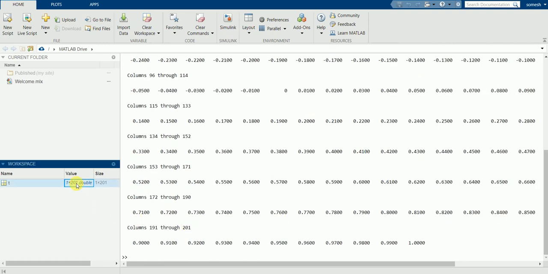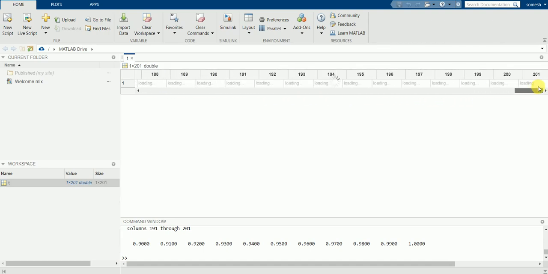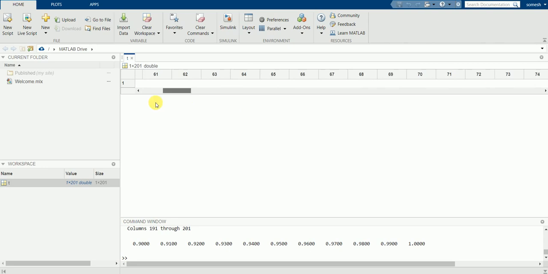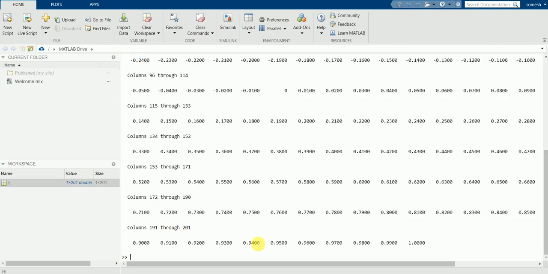By double clicking here on the name tag, we can see the different values. At position 1 the first is -1, at position 2 it is 0.9900, and so on till 201 values are created for t. We will be using all these values for creation of the curve. Let's close this for the time being.